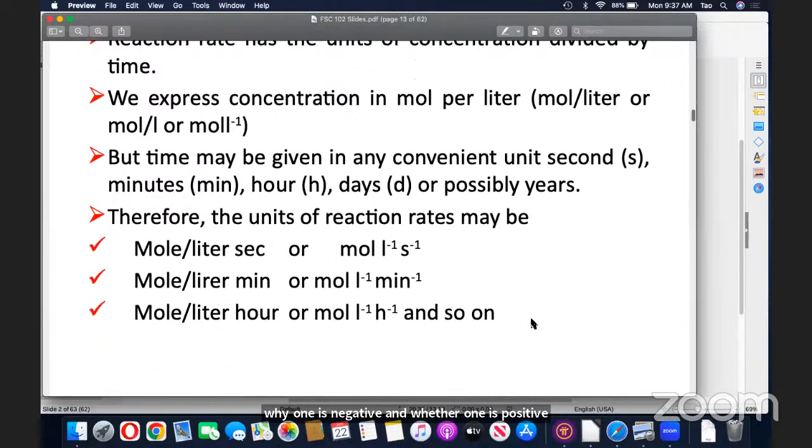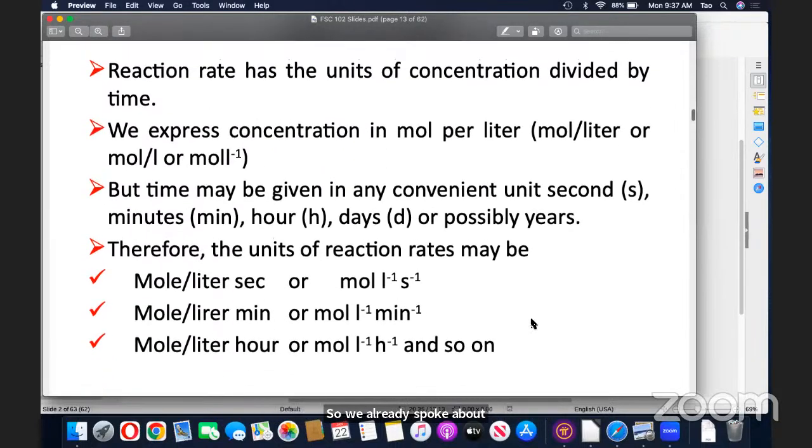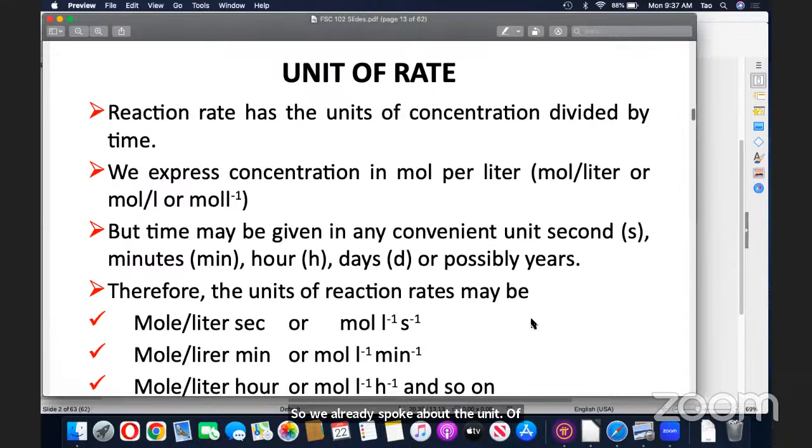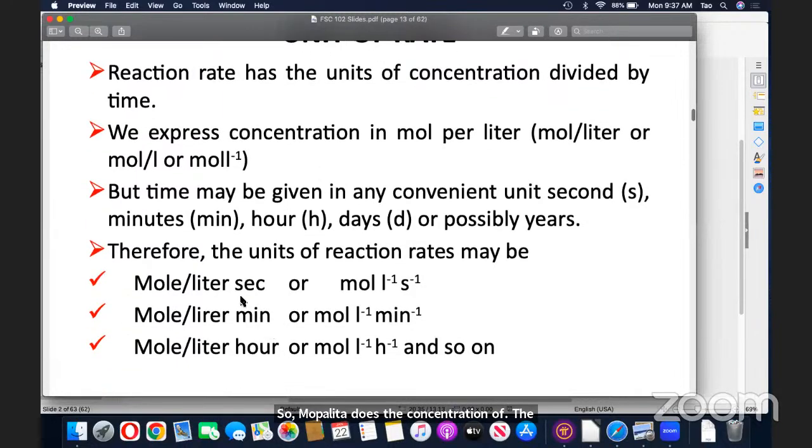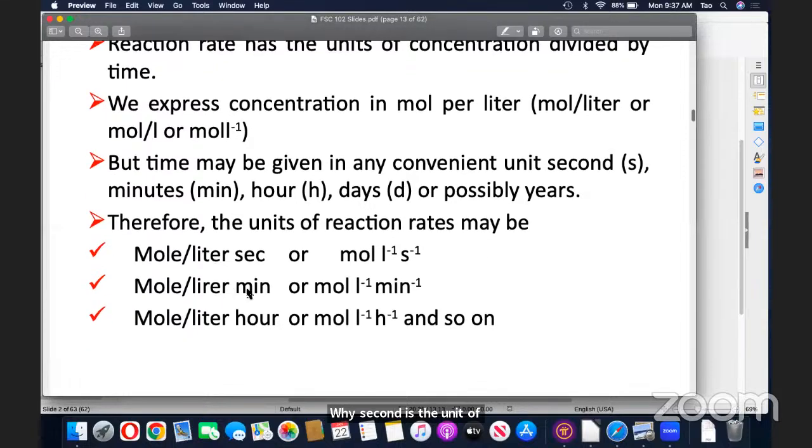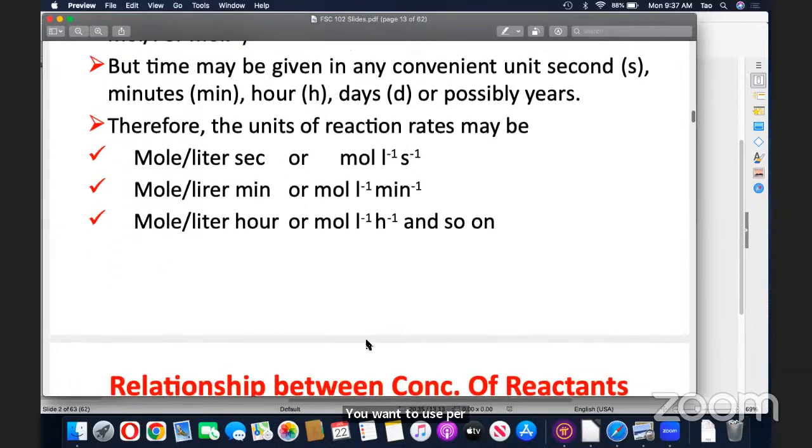So we already spoke about the unit. Of course, there are varieties of units, and I already told you how we arrive at the unit. Since the rate is concentration divided by time, the unit is going to be the unit of concentration divided by the unit of time. Mole per liter is the unit of concentration, while second is the unit of time. And that is why the unit is mole per liter per second. If you want to use per minute or per hour, depending on whether your time is in seconds, minutes, or hours, you still have it.